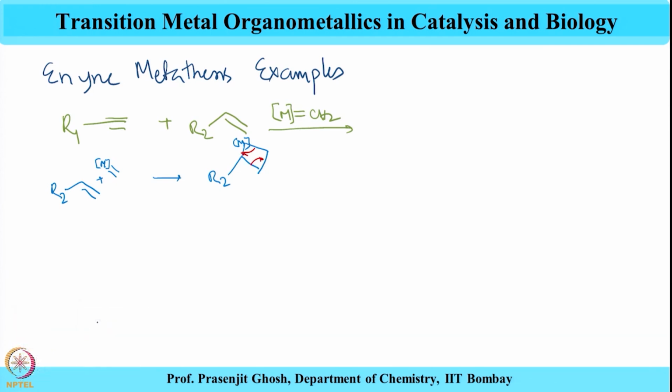This would give the corresponding carbene active species plus ethylene. Now, this then would react with the alkyne, maybe in the first scenario it would be this is R2 and R1, and would give the species.